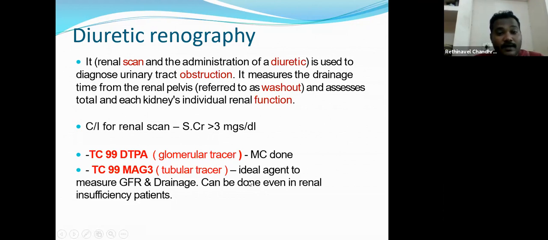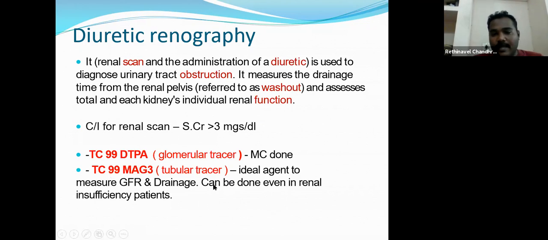But when the question asks what the ideal agent is, it is MAG3, but we are not doing MAG3. Why, even though it is the ideal agent? Because it is costly. Till now this reagent is not available in India. So the most commonly done renal scan in PUJO is DTPA. But when the question asks the ideal agent to measure GFR and drainage, it is MAG3. So based on the question, the answer will be different.